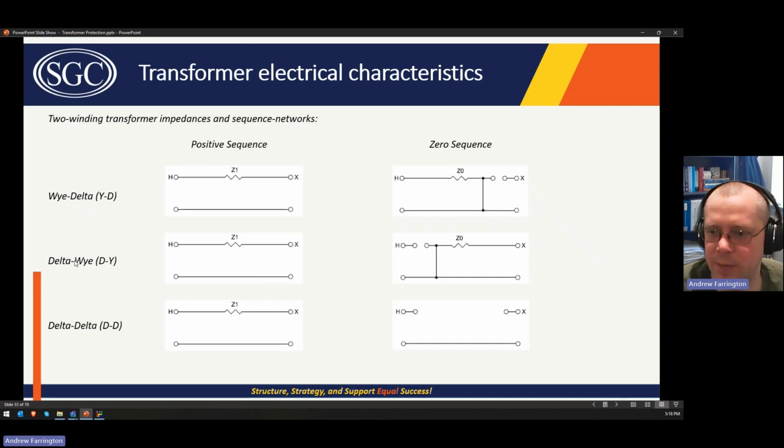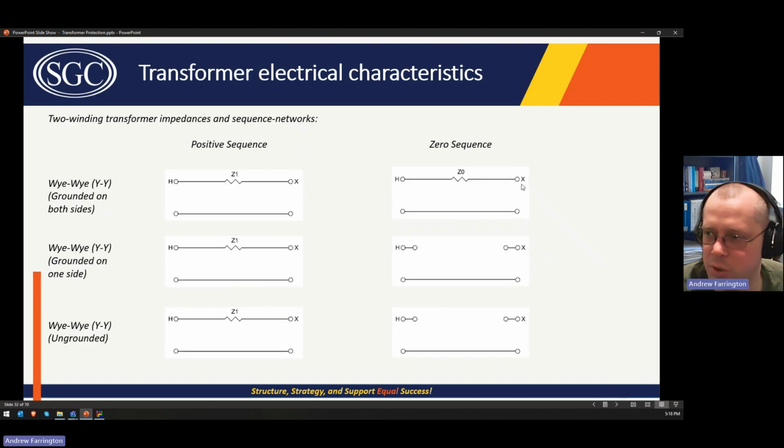Then we have delta Y. So let's do the delta Y instead of the Y delta first. But the zero sequence diagram, because the high voltage winding is a delta, there is no zero sequence fault current flowing into the delta winding. But on the X winding, there's actually a path for the fault current to return to ground. So this is actually a source of zero sequence fault current, right? So here it's not a source, it's just a path for it to flow through, right?